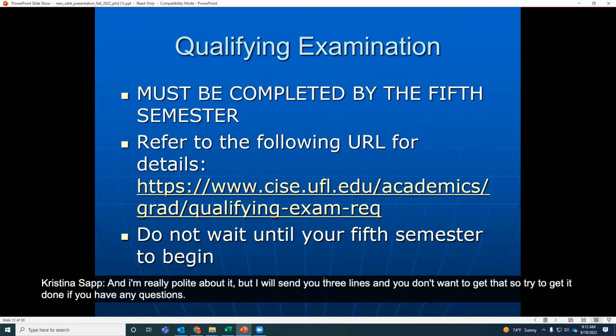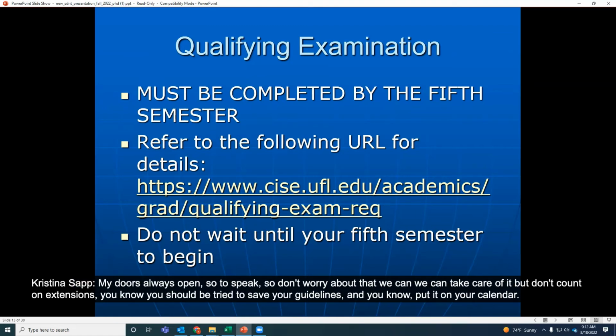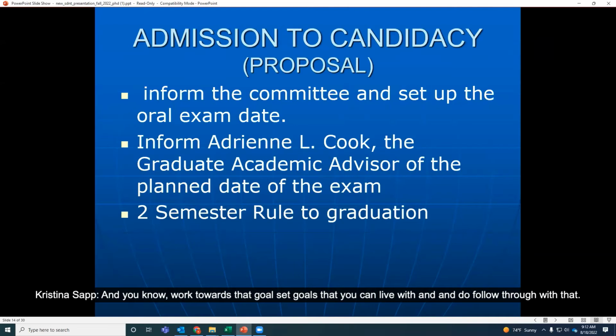And if you have any questions and you're concerned that you might not get it done by the 5th semester, we can work something out. Certainly, my door is always open, so to speak. So don't worry about that. We can take care of it, but don't count on extensions. You should try to set your guidelines, put it on your calendar, and work towards the goals. Set goals that you can live with and do follow through with them.